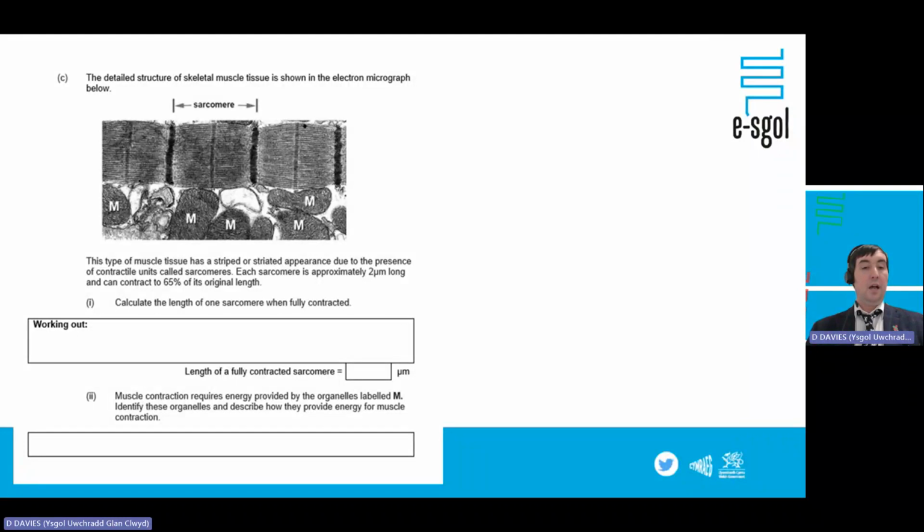Okay. Muscle contraction requires energy, provided by the organelles labeled M. Identify these organelles and describe how they provide energy for muscle contraction. So again, that's linking us back to our structure and function bit, what we know previously, isn't it?